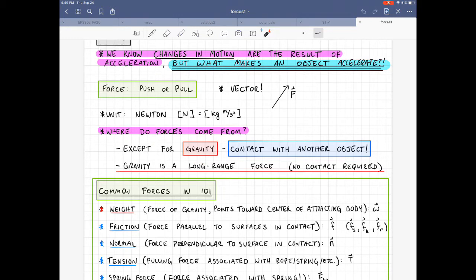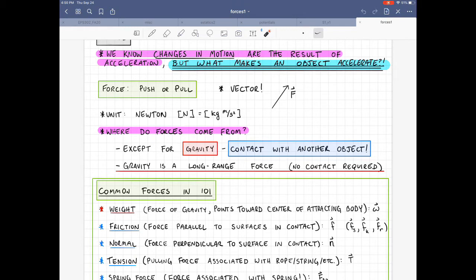Gravity is the only force that we are going to deal with that doesn't require physical contact. That is to say, the Earth, by being in proximity to a ball, to an apple, to anything near the surface of the Earth, just being close to those objects, the Earth pulls through the force of gravity on the object, no contact required. So gravity is what's known as a long-range force. And so there are a variety of long-range forces that we talk about in physics, but in 101 we're restricting ourselves only to the force of gravity as a long-range force.